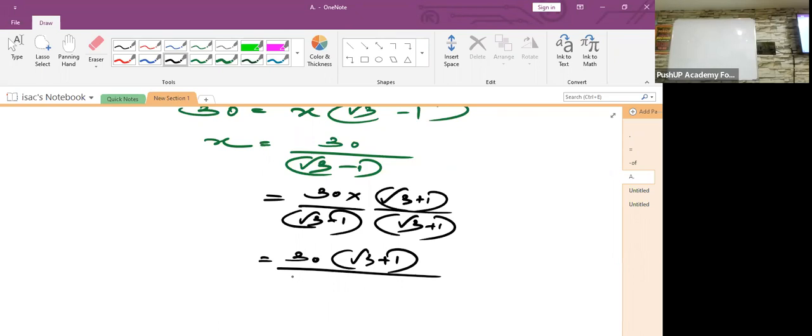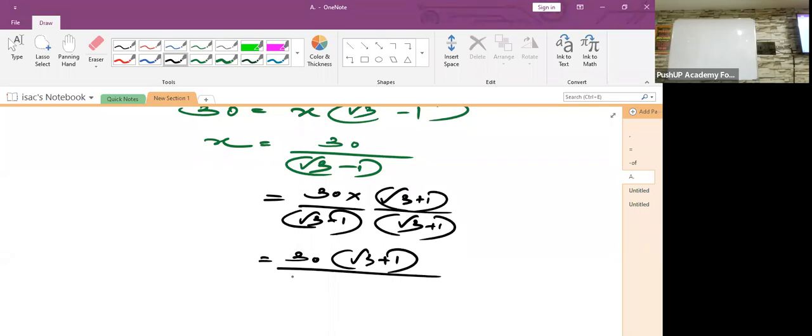Root 3 minus 1 into root 3 plus 1. What is the next step? It is a square minus b square. Next, a square minus b square applied. What is root 3 minus... what is root 3 plus 1?